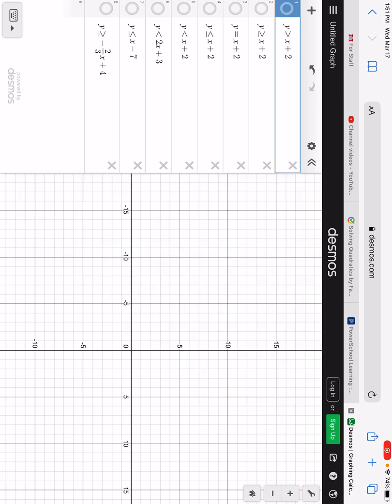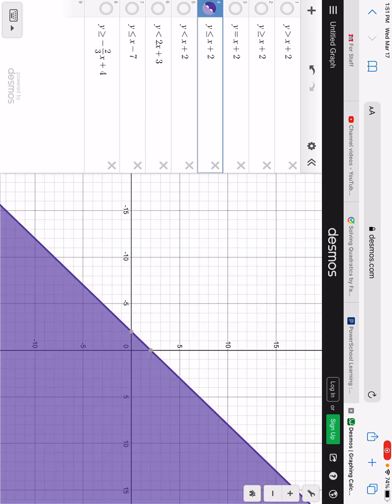If I turn those two off, if I do turn this one on, y is less than or equal to x plus 2, we can see that anything in the purple area would be our shaded solutions.